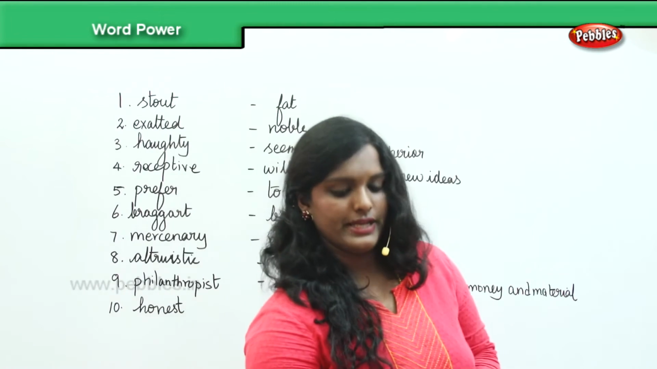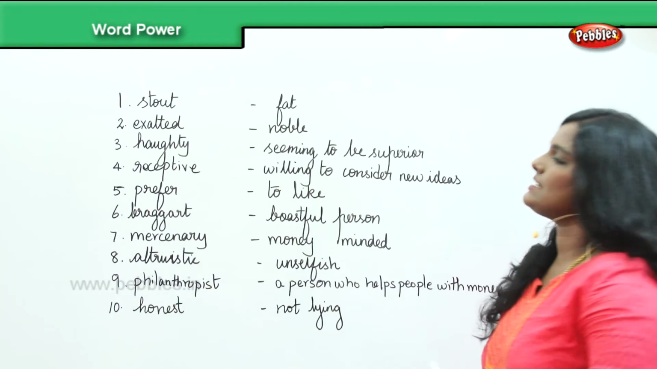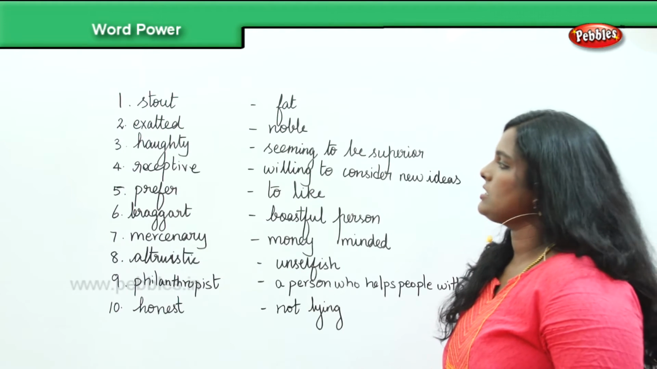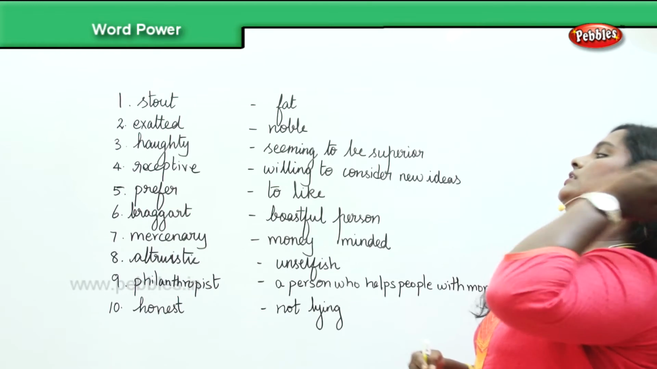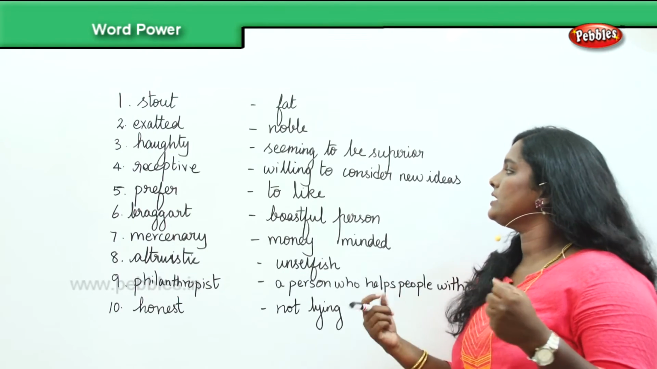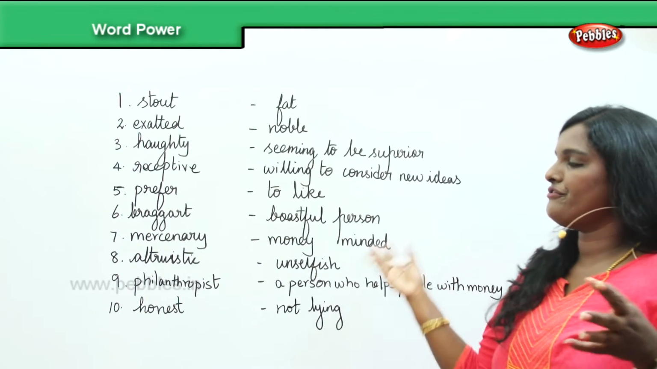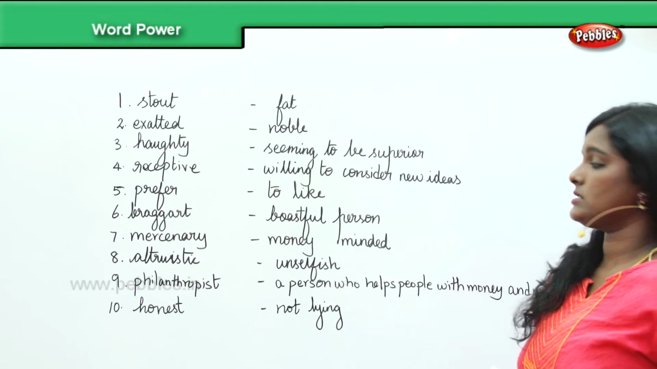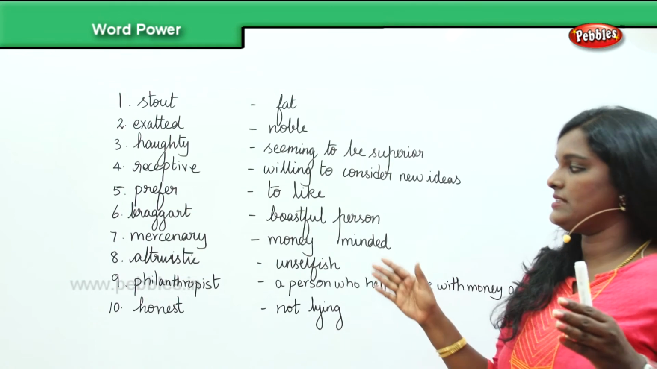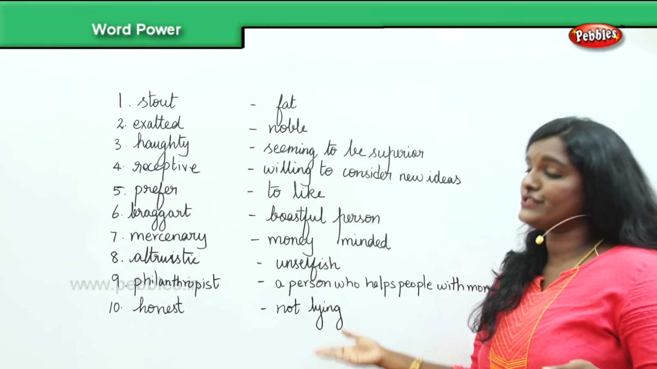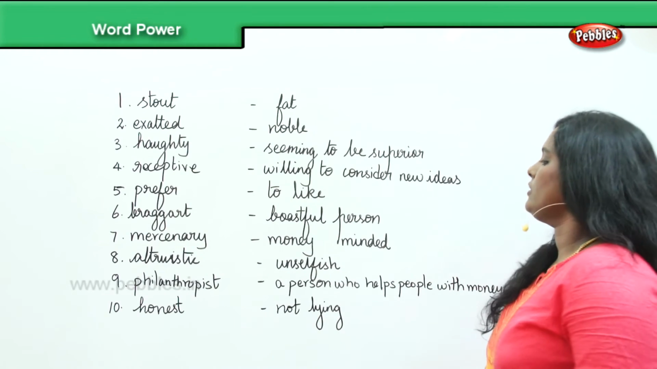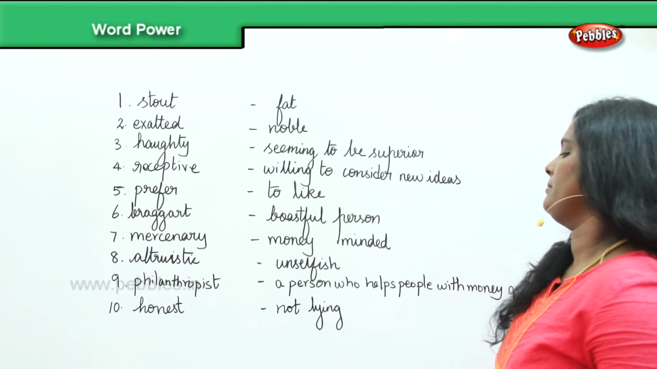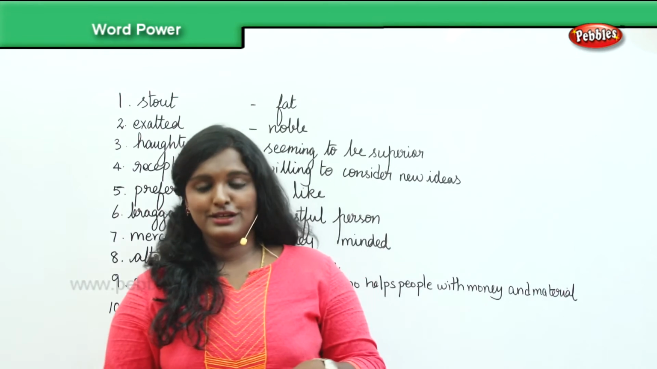Okay, the first set of words are ready here on the board. Let's go through the words again. Stout means being fat. Exalted is noble. Haughty seems to be superior. Receptive, a person who is willing to consider or accept newer ideas. Prefer, to like something. Braggart is a boastful person, a person who always boasts about him or herself. Mercenary means money-minded, we had seen this word earlier. And altruistic also we had seen, unselfish or being devoted to people. And philanthropist is a person who helps people with money and material, any sort of help, monetary help or material help. And finally, it's honest. Honest, being truthful without lying.